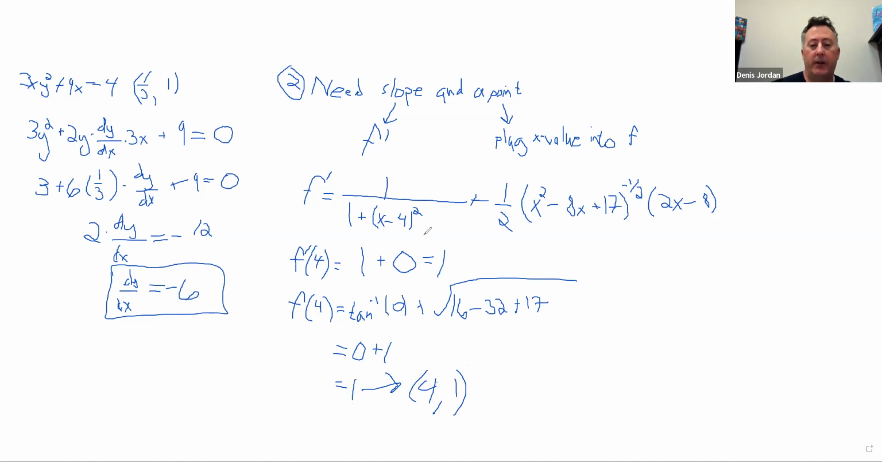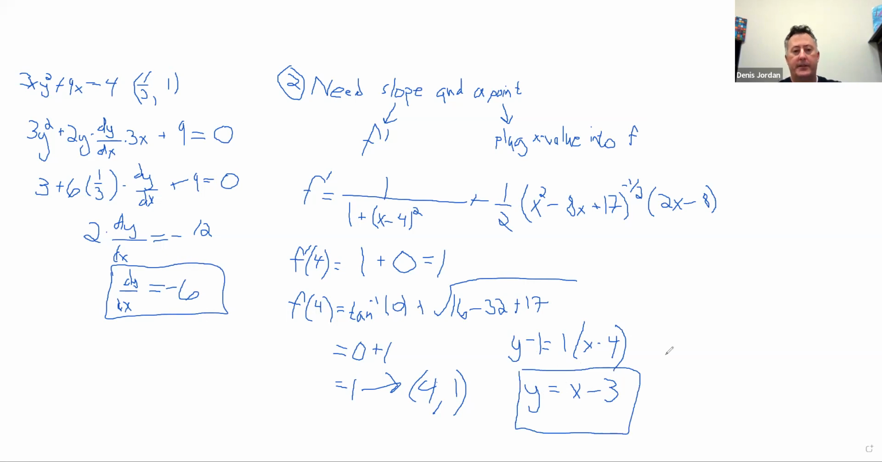So you've got your point, you have your slope. And now you can jump to the point-slope formula. So y minus 1 equals 1 times x minus 4. If you multiply that out and swing the negative 1 over from the left side, if you add it over to the right, you get y equals x minus 3.